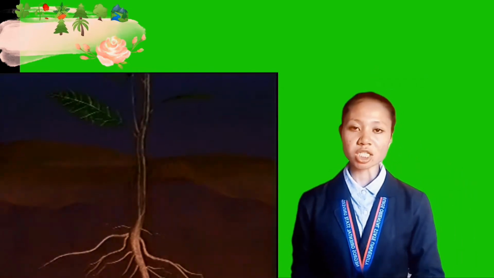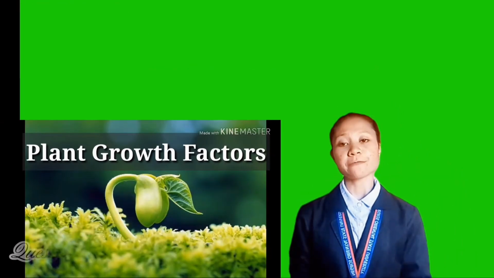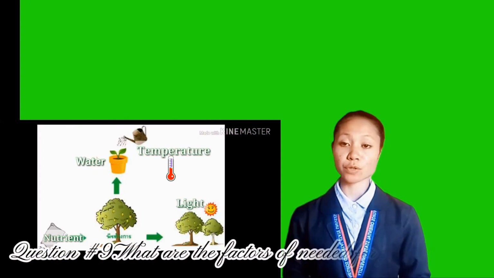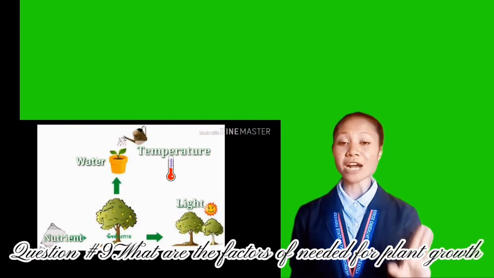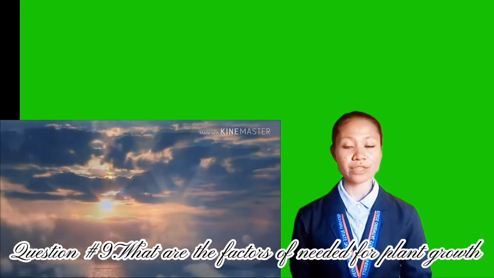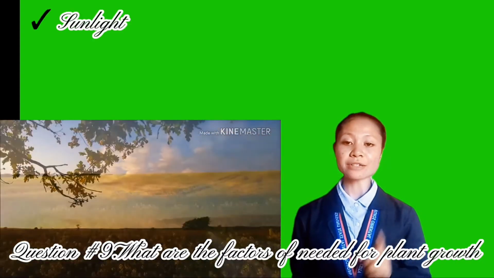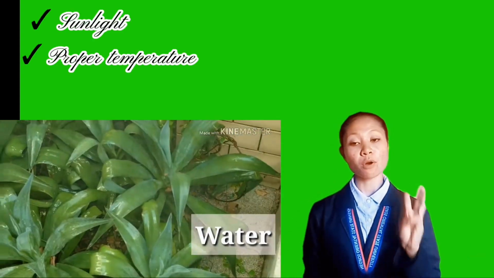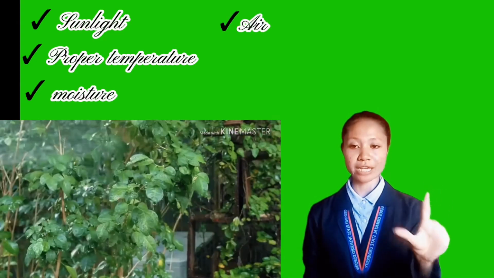So question number 9, which is, what are the factors needed for plant growth? So there are 5 factors needed for plant growth. First, it is the sunlight, proper temperature, moisture, air, and nutrients.